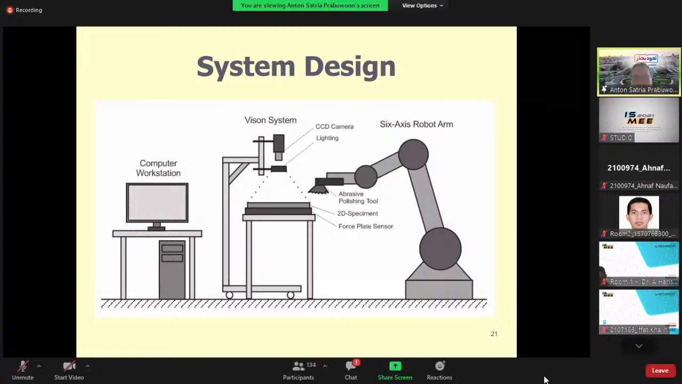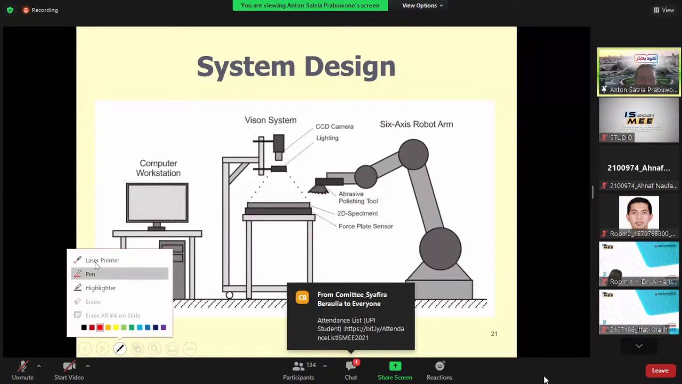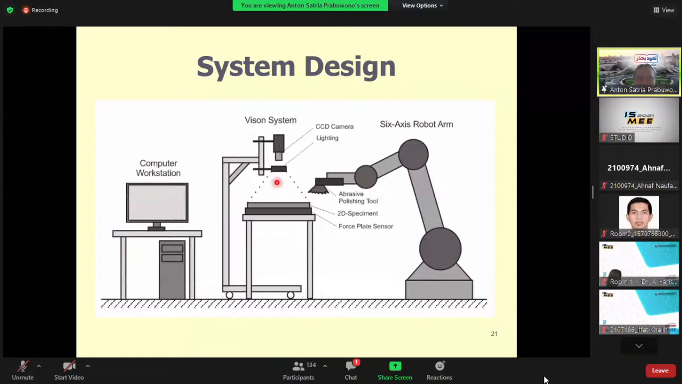So the system design: this is a computer as a workstation, and then the vision system here, and the computer workstation, and this is the actuator, the effector. So we use a 6-axis robot arm, with 6 degrees of freedom, and then this is actually the force plate sensor. On top of the force plate sensor, we put the specimen, the object of the inspection.